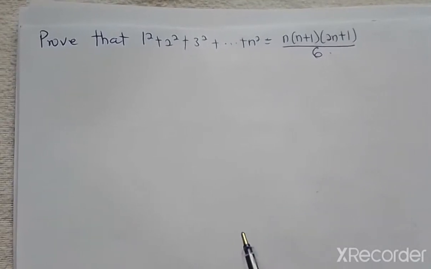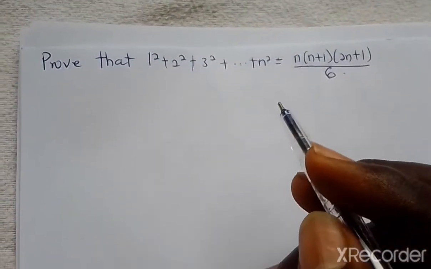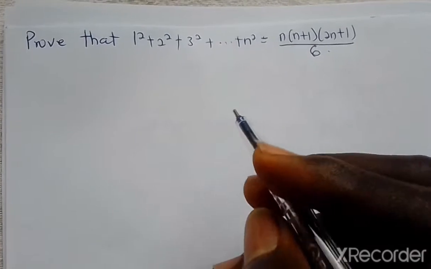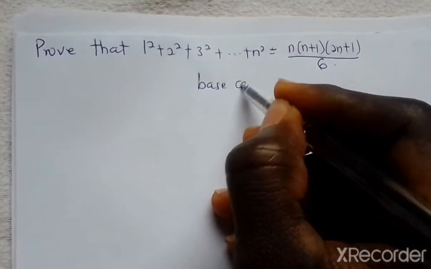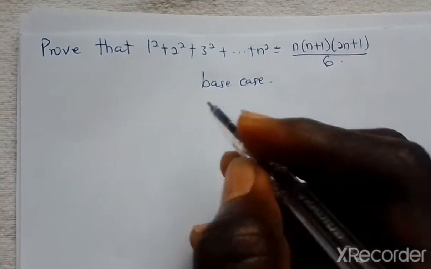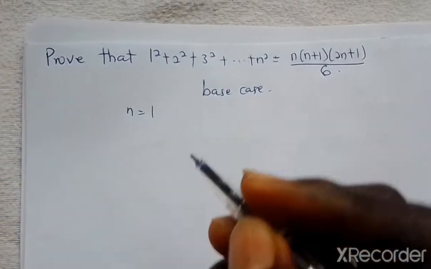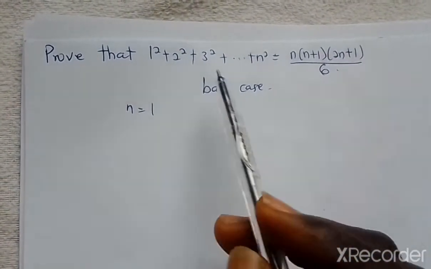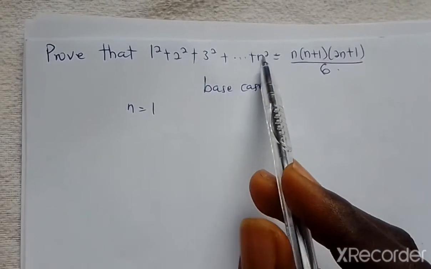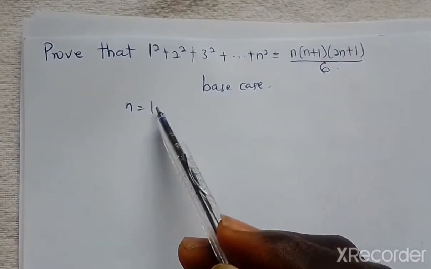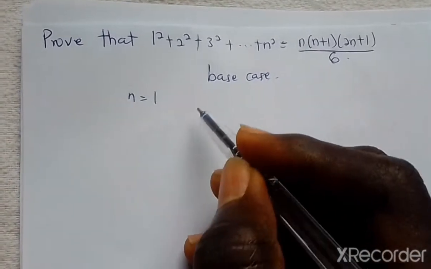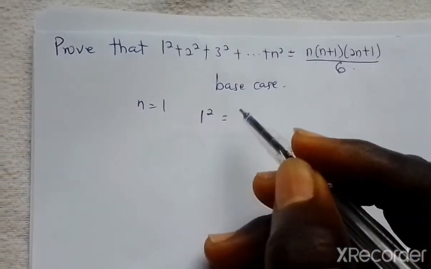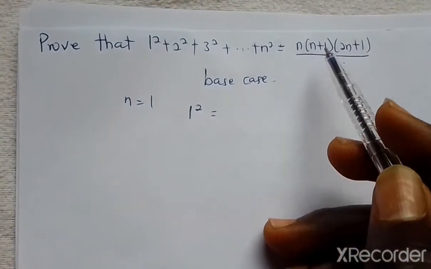So let's see. First of all, you have to test for your base case. For the base case, you have to prove that the statement is true for n equal to 1. So for n equal to 1, on my left side I'll put 1. That will give me 1. That is, if you say n is equal to 1, the sum of the first term will be 1 squared. So I'll have 1 squared to be equal to this side. Wherever I see n, I'll put 1 there.